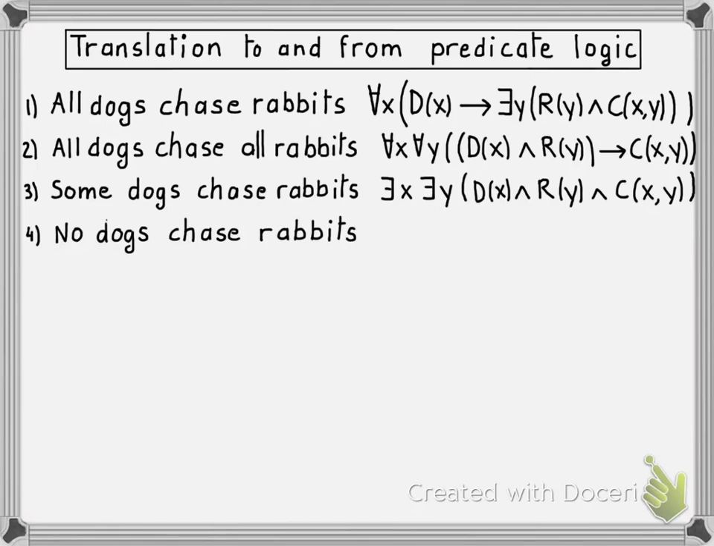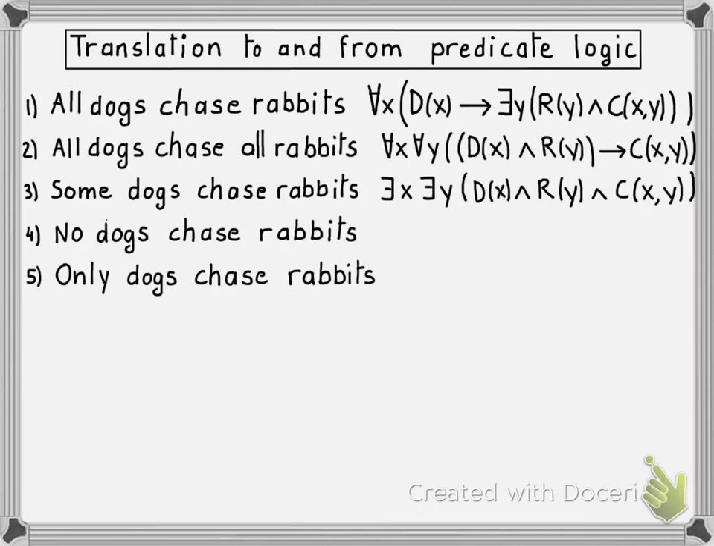Let's look at one more English sentence to translate into predicate logic. It says, only dogs chase rabbits. So here we have the keyword only, which seems to indicate a conditional, if you go back to our lecture on the material implication. And what this conditional states is that if you have something that chases a rabbit, then that something must be a dog.